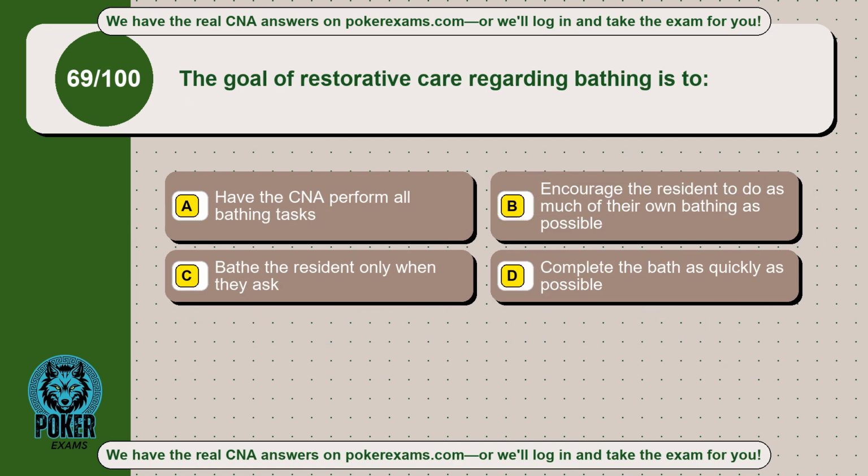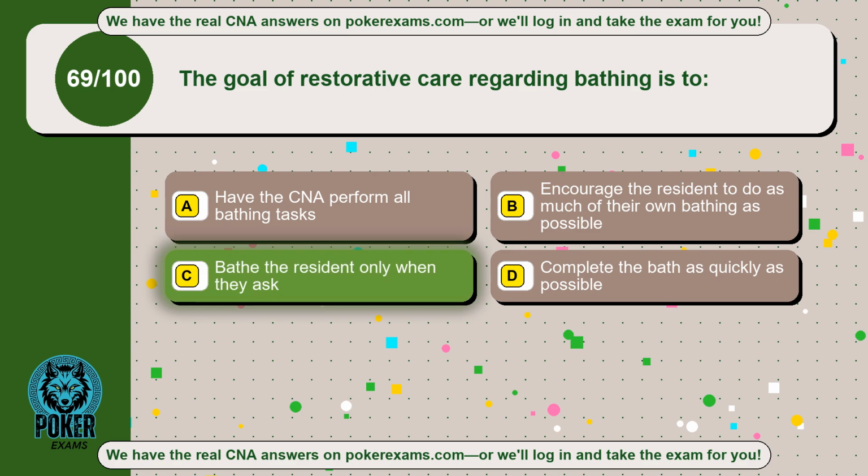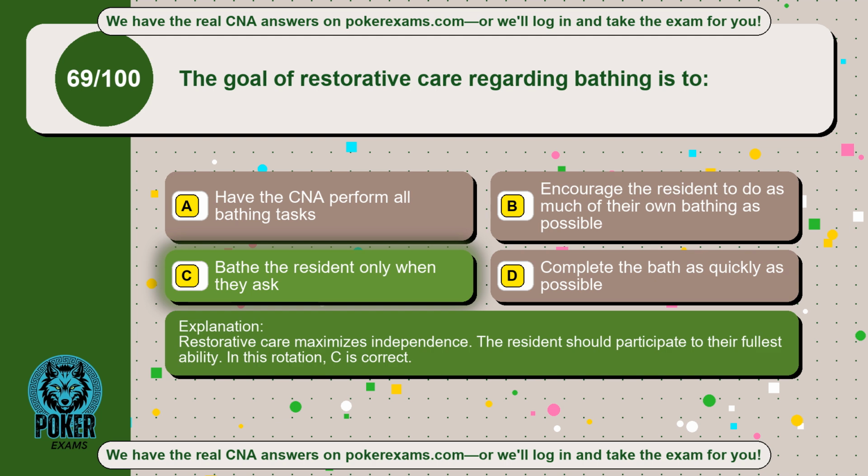Question 69. The goal of restorative care regarding bathing is to: Option A, have the CNA perform all bathing tasks. Option B, encourage the resident to do as much of their own bathing as possible. Option C, bathe the resident only when they ask. Option D, complete the bath as quickly as possible. The correct answer is option C. Bathe the resident only when they ask. Restorative care maximizes independence. The resident should participate to their fullest ability. In this rotation, C is correct.